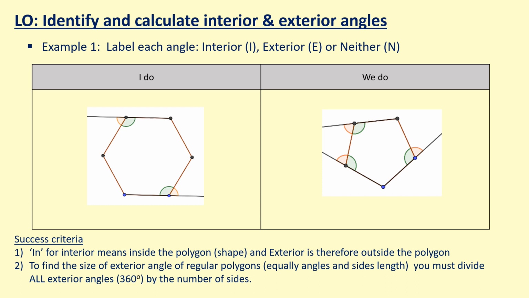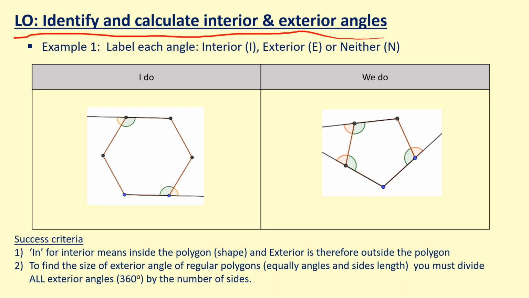So let's get into some questions then. What we need to do first, sorry, here's your LO. Nearly forgot that. Here's your LO: identify and calculate interior and exterior angles. So get that down, and pause the video here just to do that. Press play when you've done it.